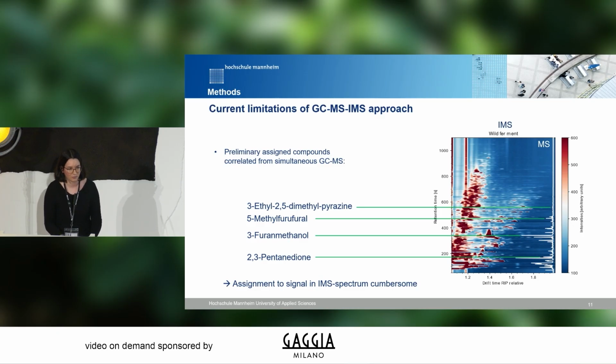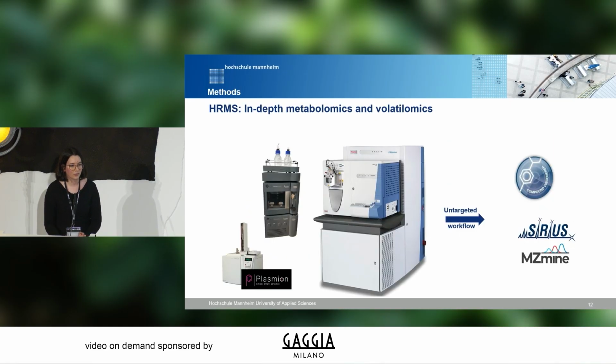And because we have this limitation, one idea was to go to high-resolution mass spectrometry to do a more in-depth metabolomics and also volatilomics workflow. Up until now, we only established the metabolomics workflow with an LC coupled to an Orbitrap system. However, we plan also to couple a GC to this Orbitrap system to get more in-depth information also about the volatiles, and then subject this to an untargeted workflow.